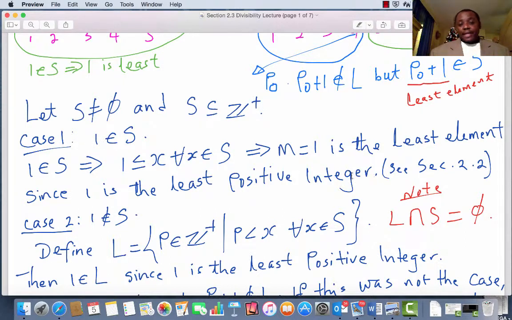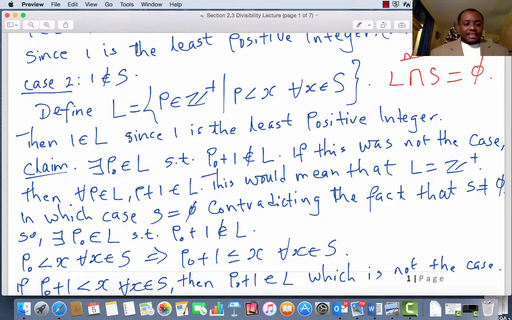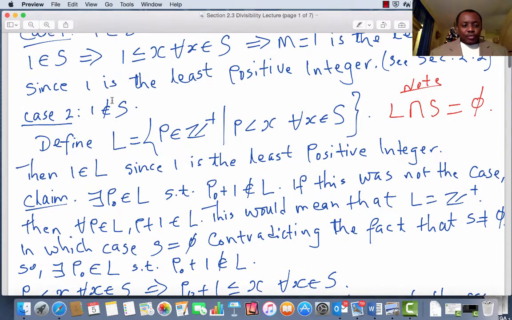Again, you can go back to lecture 9, section 2.2, and see the proof that 1 is the least positive integer. Case 2, which is very exciting: the number 1 is not an element in S. So what do we do? We define a set L to be the set of all positive integers P such that P is strictly less than X for every X in S.